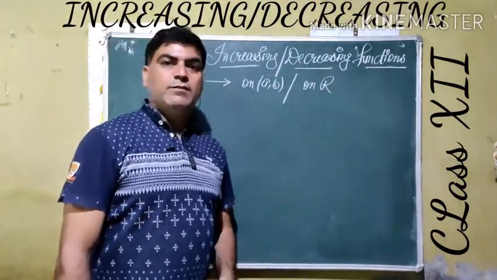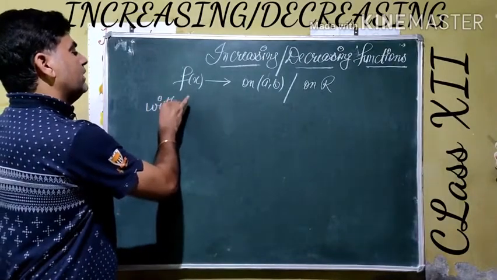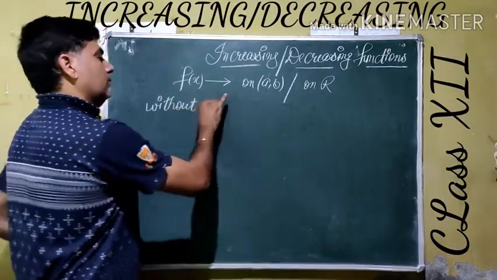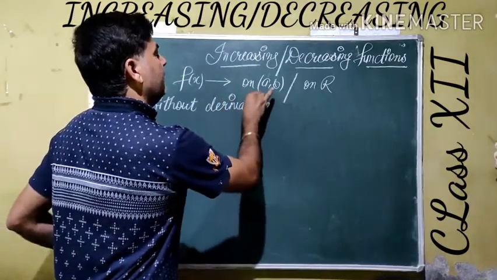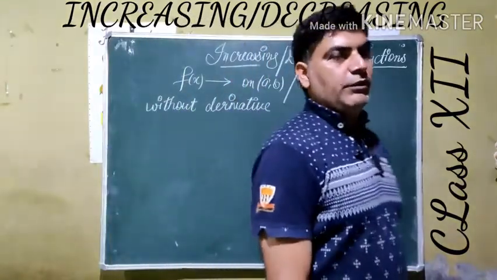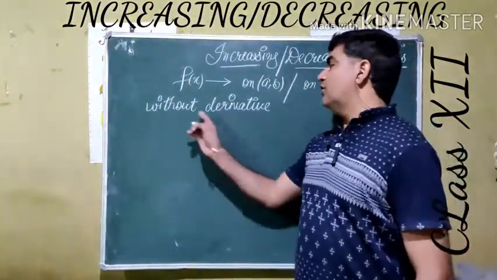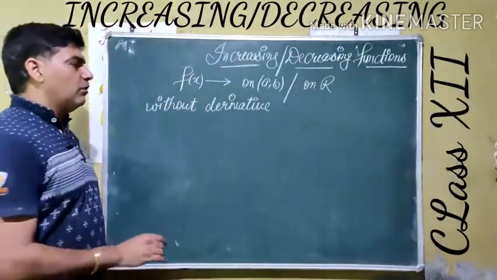There are two types. The first type we are going to use is without derivative, because the name of the chapter is application of derivative. It means we have to use derivatives here. But first of all, we are going to discuss it without the use of derivative. How can we find out? How can we solve like this?